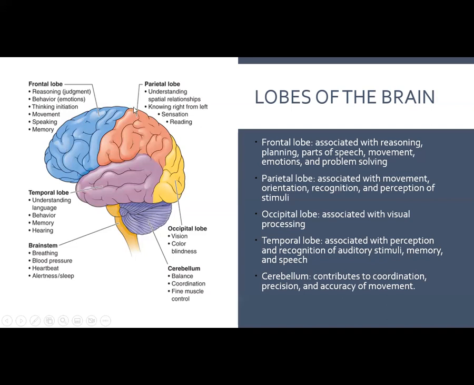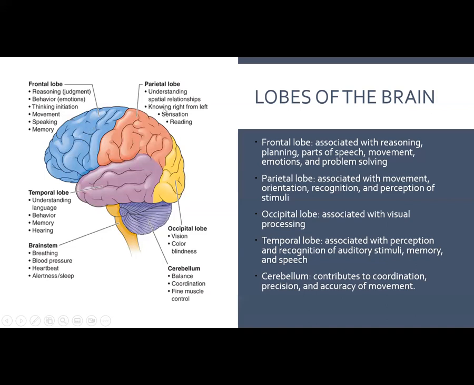So on here, we've got our frontal lobe. That's usually located in the front area here. This has reasoning, behavior, thinking, intuition, movement, speaking, memory, everything of that nature. A lot of times what you'll see is a patient who has a frontal lobe tumor will have issues with their judgment and emotions, so sometimes it can be misdiagnosed.